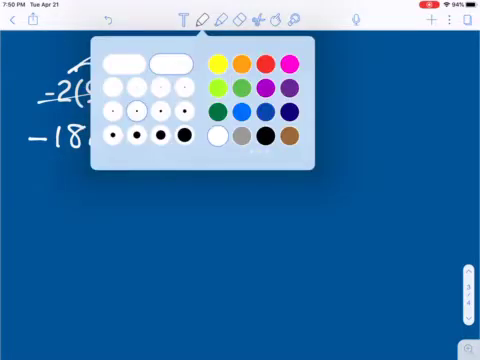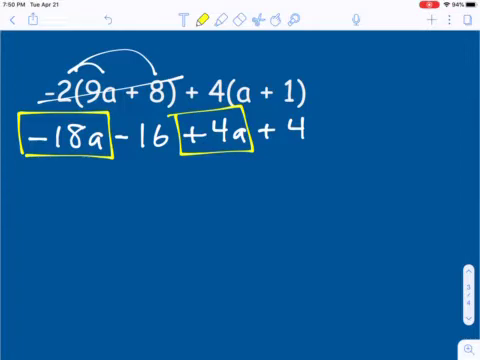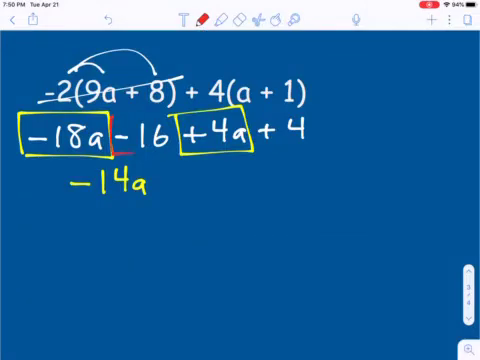So on this one, I've got a little bit of combining to do with both things. I've got an a term right here, and I've got another a term right here. So negative 18a plus positive 4a is going to give me negative 14a. And then with my constants, I have negative 16 and positive 4. If I combine those, I would get negative 12. And that is my finished answer.